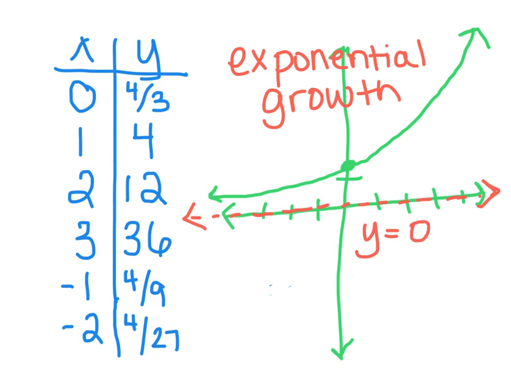Let's see, do I want to point out anything else? Yes, I do. If you take this 4/3 and multiply it by 3, you get 4. If you take this 4 and multiply it by 3, you get 12. Multiply by 3, multiply by 3. Oops, that's not a multiply by 3 because that's going the backwards way.